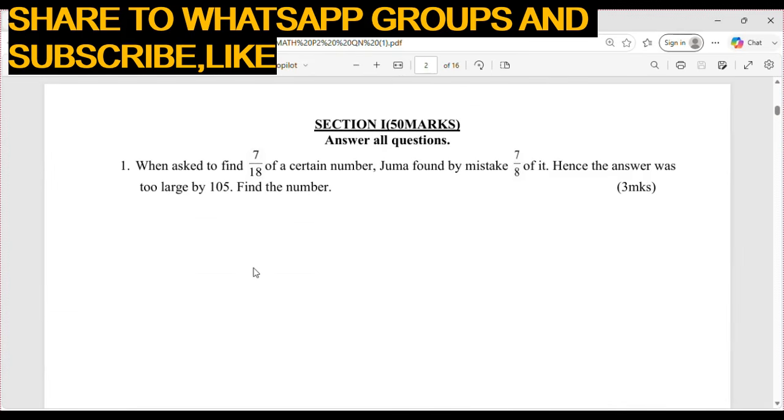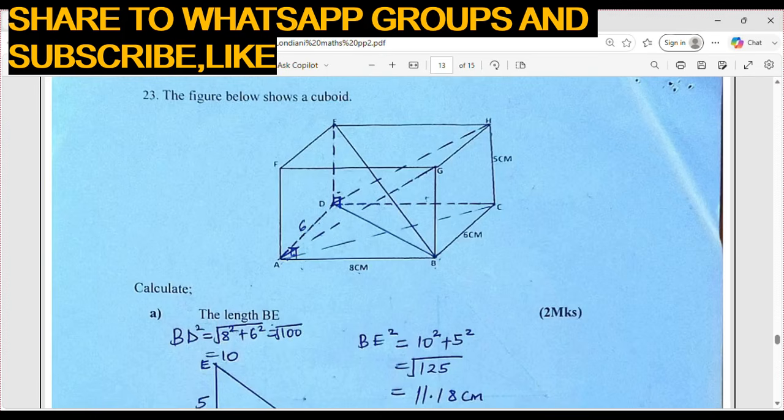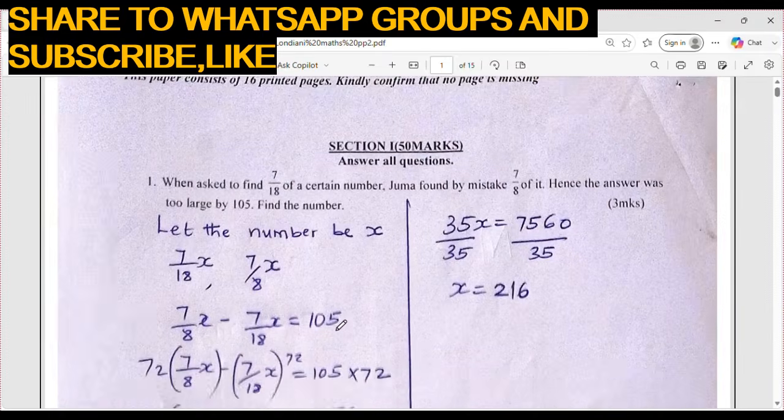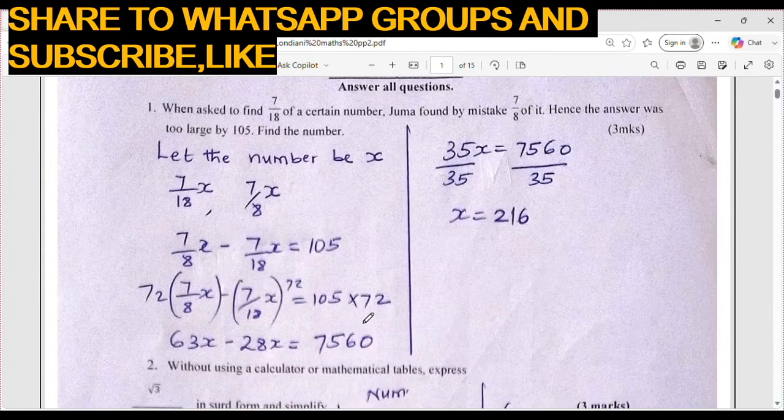So this is the first question. When asked to find 7/8 of a certain number, Juma found by mistake 7/8 of that number. Hence, the answer was too large by 1/5. Find the number. To avoid wasting time, I have already done it, so we will just be looking at the answer directly and explaining it.